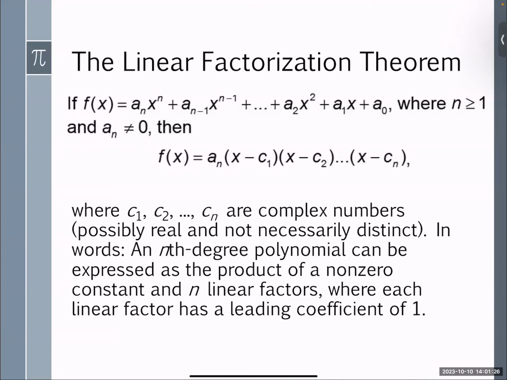And C1, C2, C3 can be complex numbers in the form where the imaginary part's 0, so they're just real numbers, or in the form where the real part's 0 and they're just imaginary numbers. But C1, C2, C3, etc., these are complex numbers in the form a plus bi, where a or b could be the number 0.